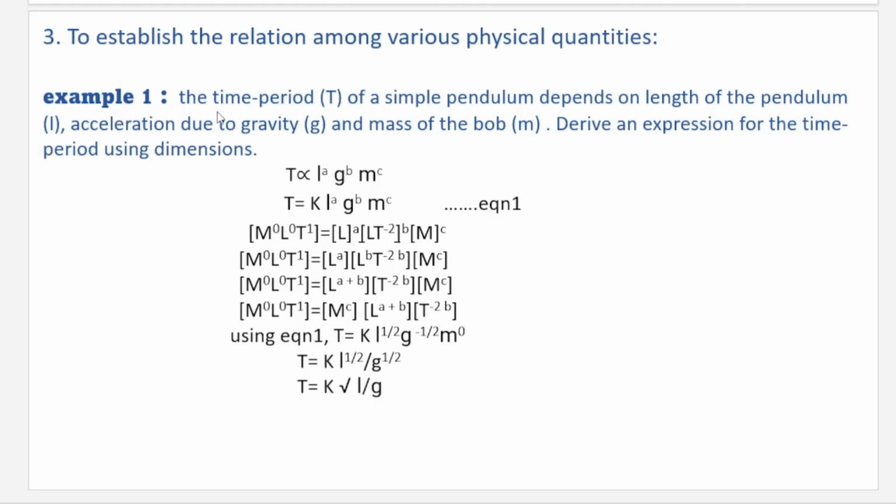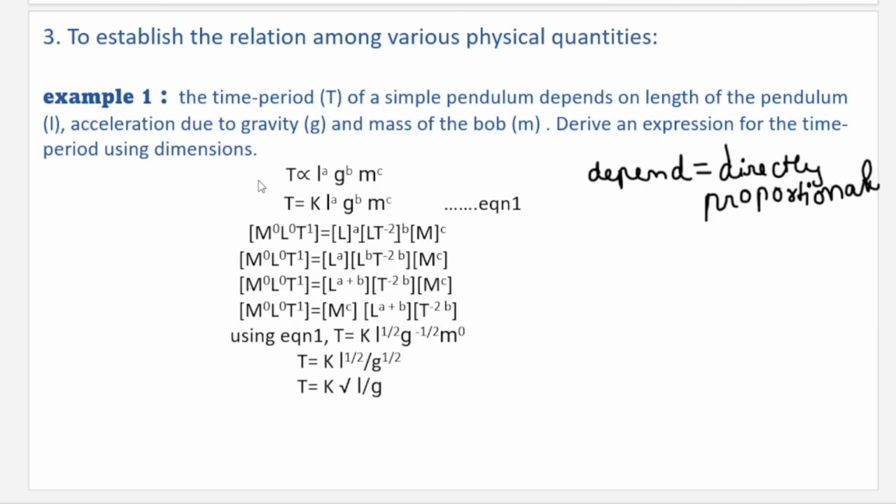Example 1. The time period t of a simple pendulum depends on length of the pendulum L, acceleration due to gravity g, and mass of the bob m. Derive an expression for the time period using dimensions. So from the question we get to know that T is directly proportional to L to the power A, g to the power B, and m to the power C.